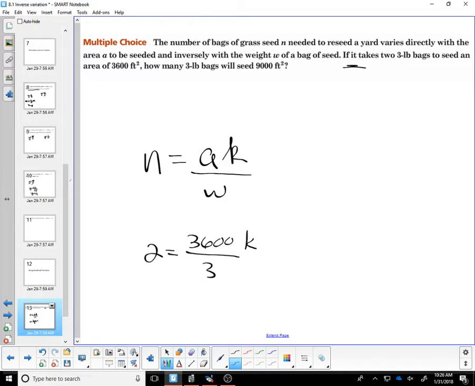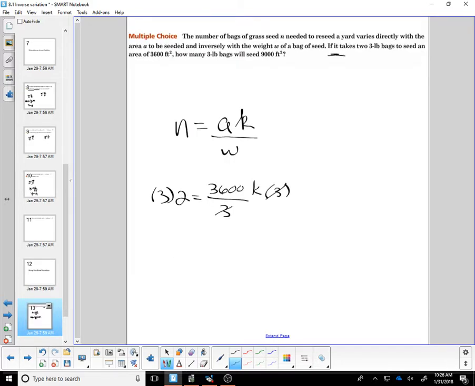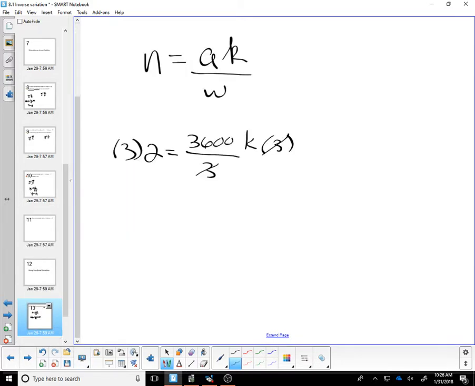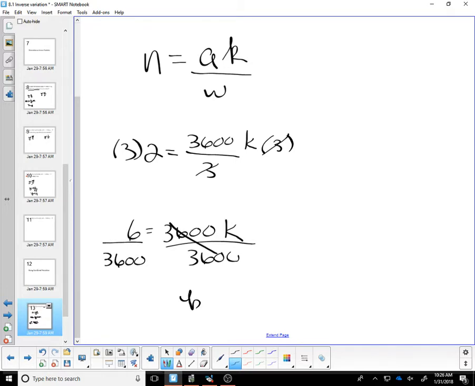I'm going to find what K is. So I'm multiplying both sides by 3. That gives me 6 is 3,600 K. And then I'm going to divide by 3,600. That means that K is equal to 1 over 600, because 6 goes into 36 6 times, and then I just add the 2 zeros.